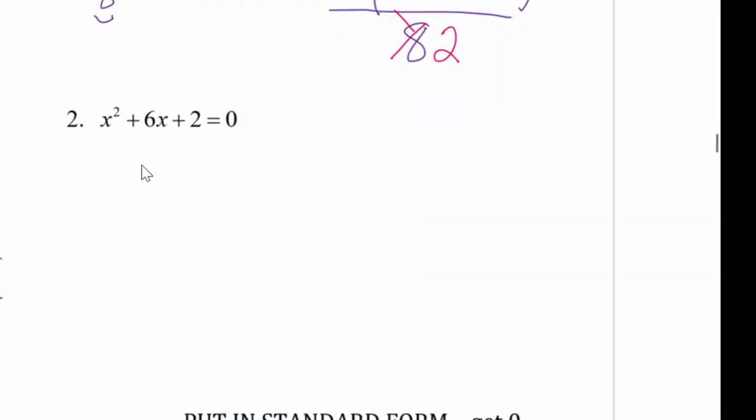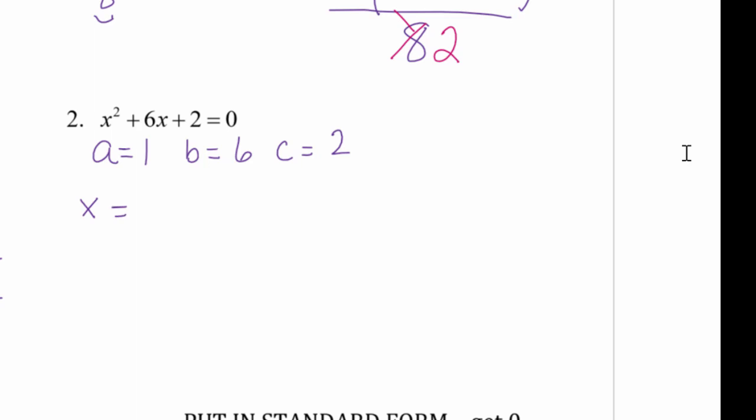This quadratic equation is x squared plus 6x plus 2 equals 0. It's in standard form, which is great. Now let's decide what a, b, and c are going to be. a, the coefficient of x squared, is 1. b, the coefficient of x, is 6. And c, the constant, is 2. So we're going to substitute that right into the quadratic formula.